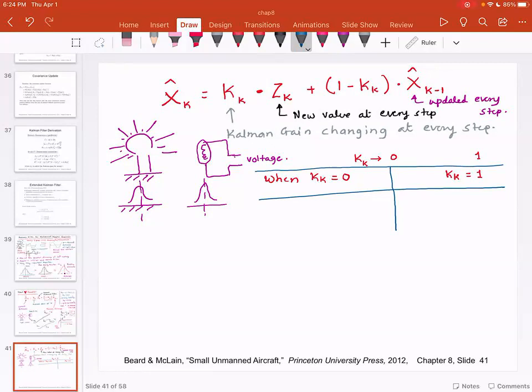So let me say, when Kk is going to be 1. When Kk is 1, I want you to see this equation. This is very important. This equation becomes xk as zk. That means Kk is going to be 1 when I know my measurement is very accurate.